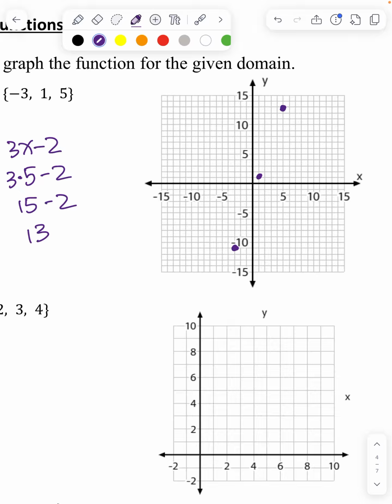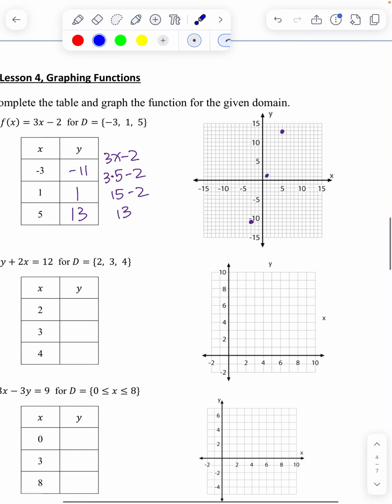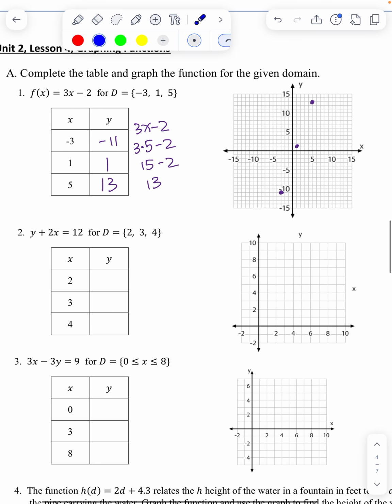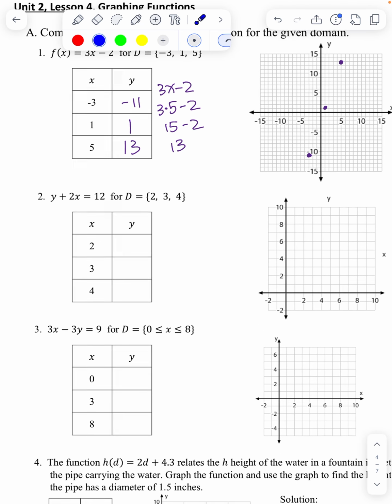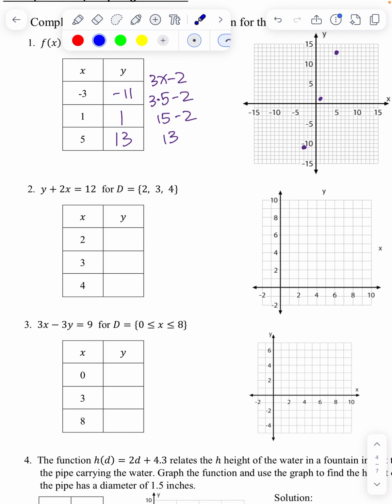The linear function. If we draw a line, it should look like this, right? Linear, a straight line. But the domain, they only give us 3 elements, so not a continuous interval. So we just leave it as points. Okay, number 2.